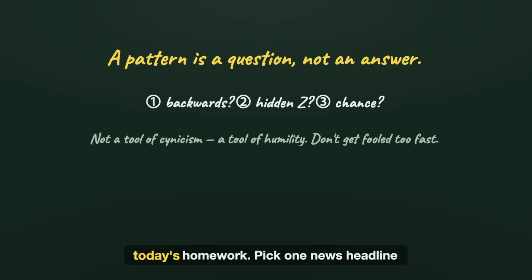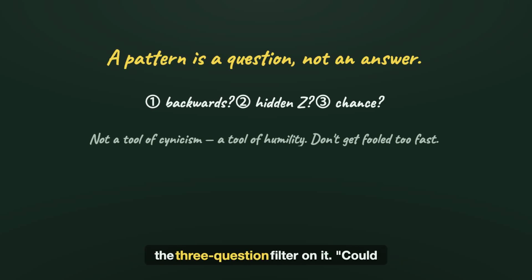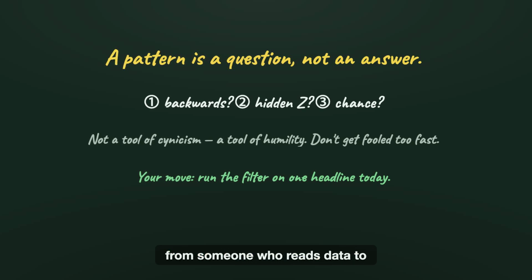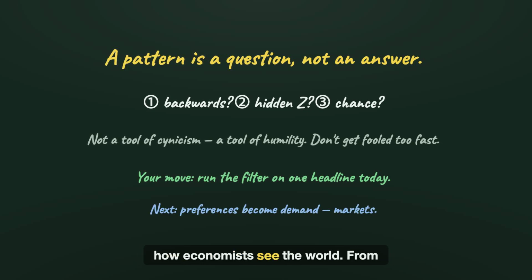Here's today's homework. Pick one news headline you ran into today and run the 3-question filter on it. Could this be backwards? Is there a hidden Z? Could it just be chance? In that moment, you go from someone who reads data to someone who questions it. That's been how economists see the world.